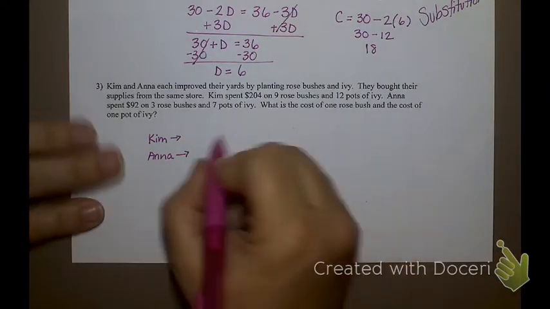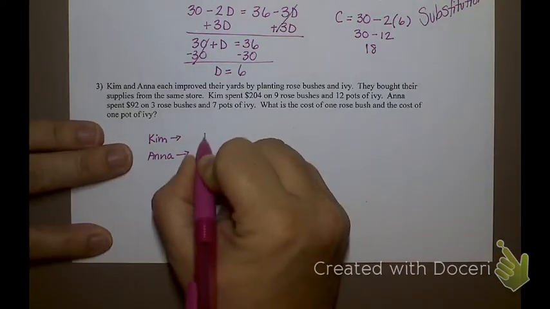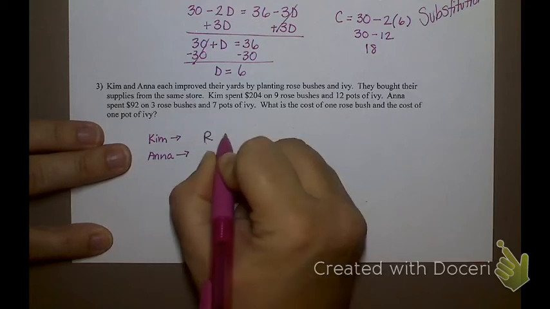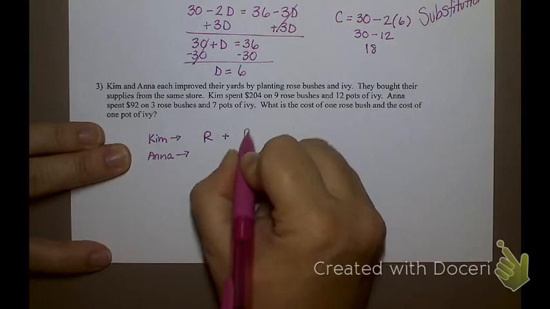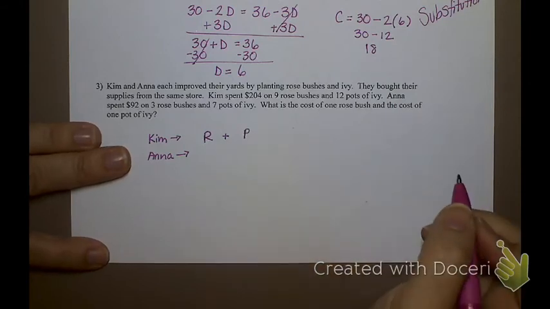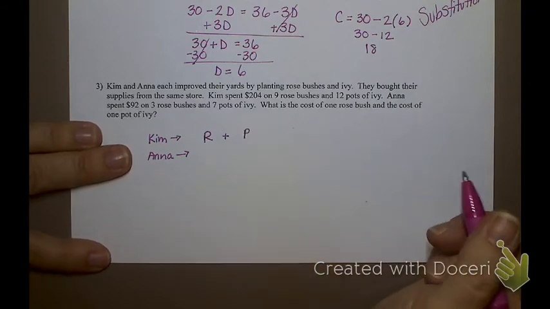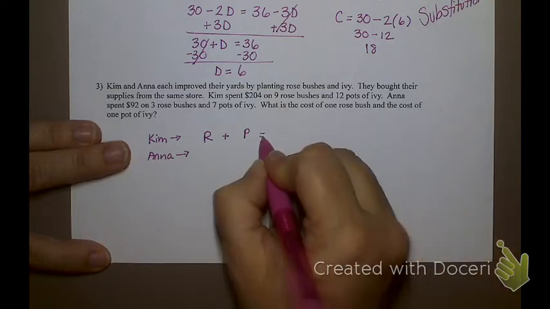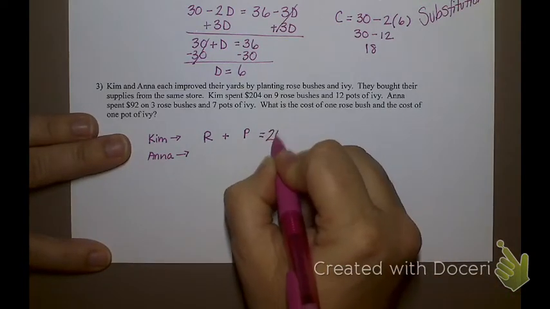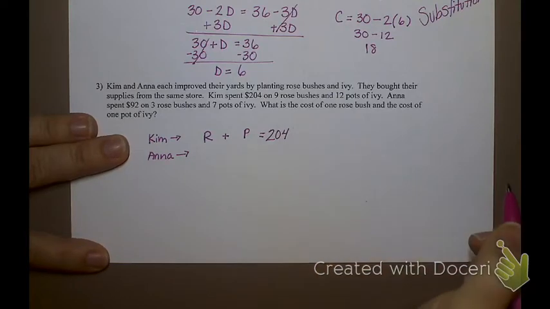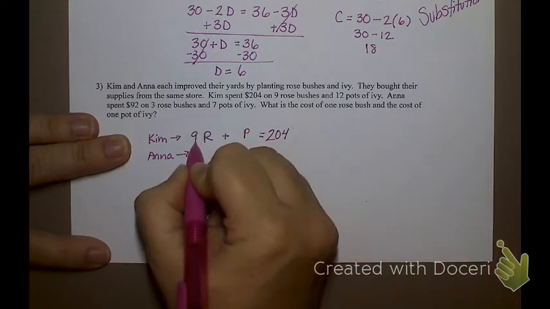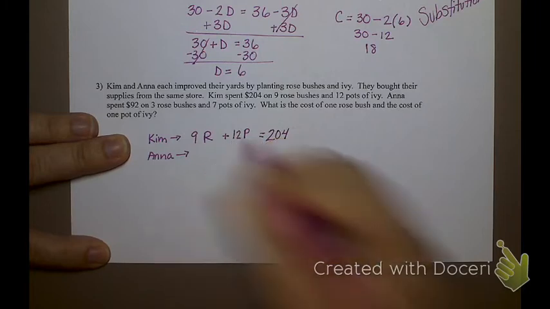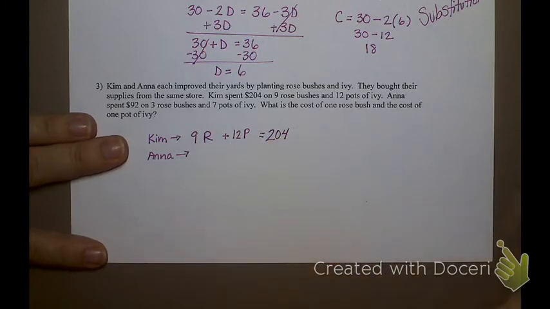All right, what have we got? We have rose bushes and what? Pots of ivy. I'm going to do a P just because I think P is easier to write than I. And how much did Kim spend? $204. So what's her equation? 9R plus 12P equals 204. And if you use different letters, that's fine.